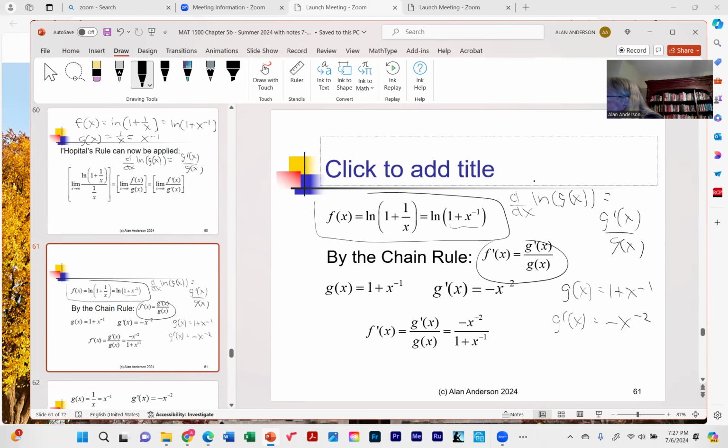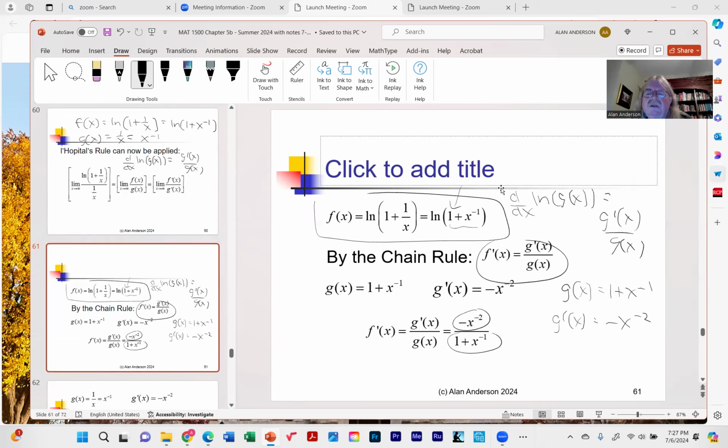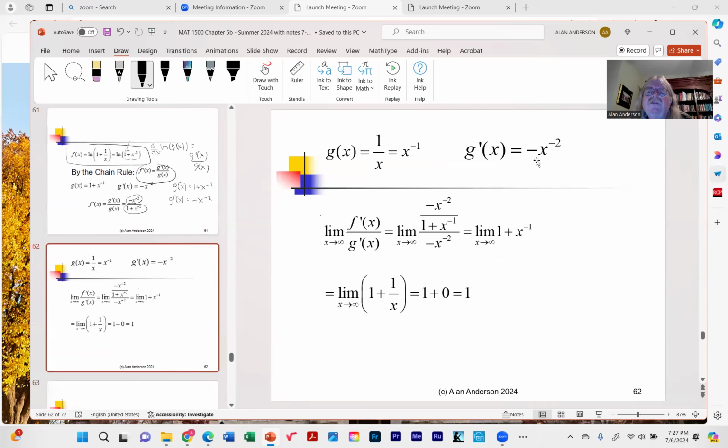So the derivative of just this term is going to be g prime of x over g of x, which means minus x to the minus 2 over 1 plus x to the minus 1. But we still need the derivative of this g prime of x, which is right here. We have this 1 over x or x to the minus 1, and its derivative is minus x to the minus 2. So when you combine all of this, the negative x to the minus 2's cancel each other out, and we end up with the limit of 1 plus x to the minus 1.